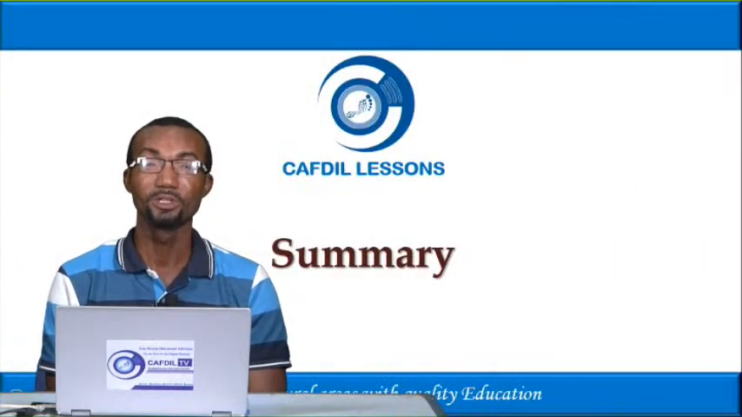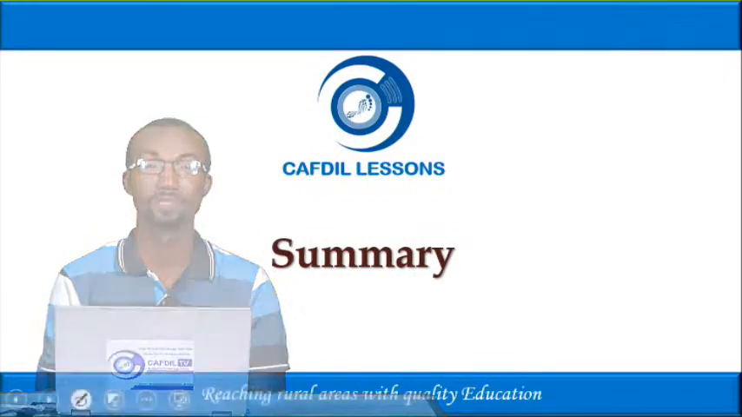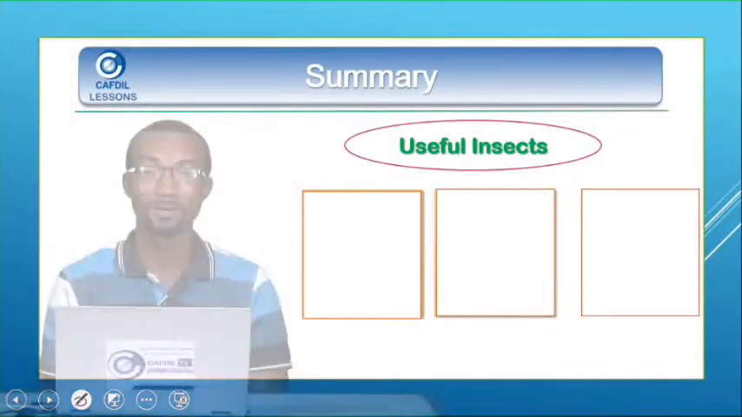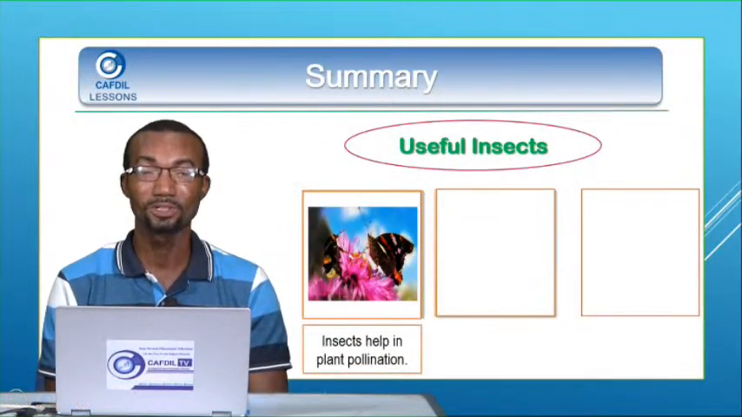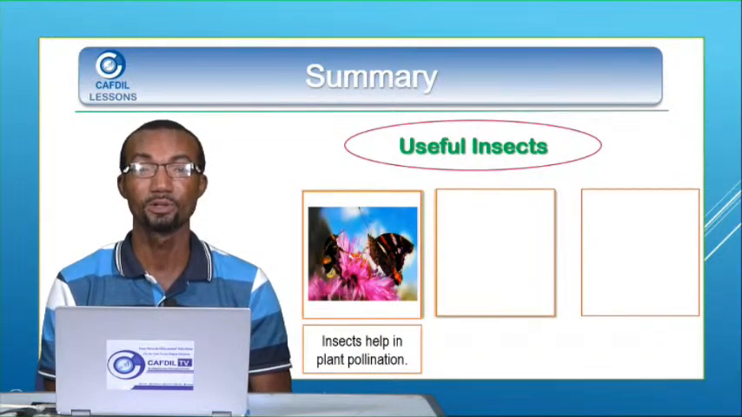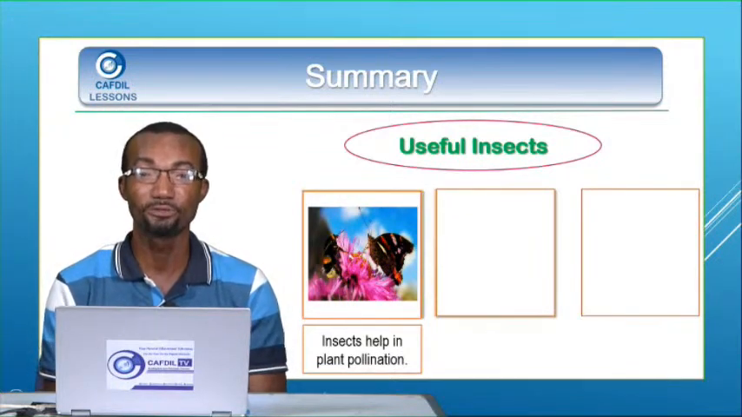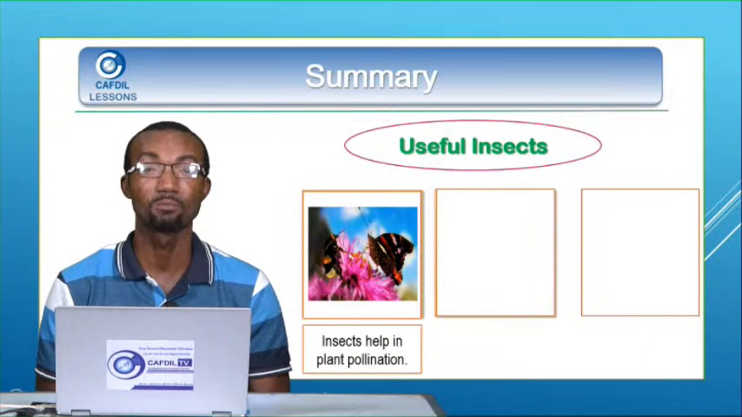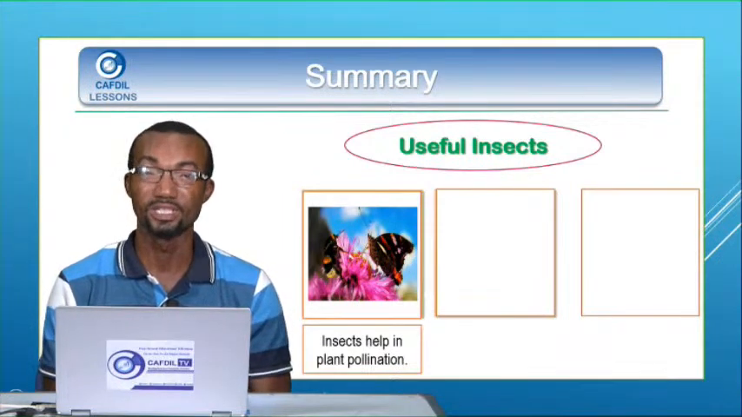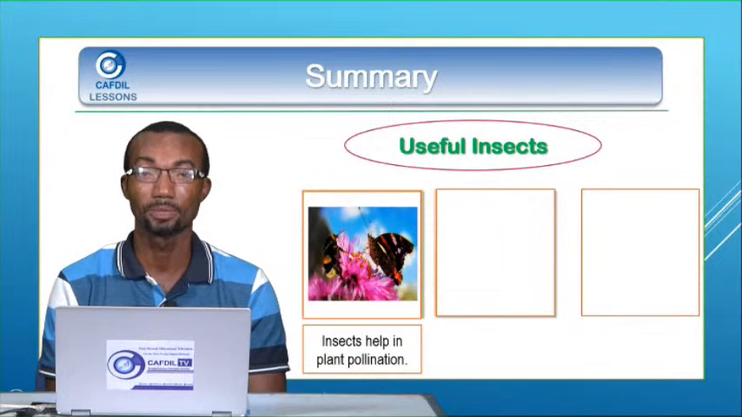So today we looked at useful insects and then harmful insects. Let's go over our lesson. In talking about the useful insects, we talked about the bee and then the butterfly. These insects help in the pollination of plants. And we said that with pollination, it helps the plant to bear fruit, and out of the fruit we can get more seeds to germinate, to produce that particular plant.